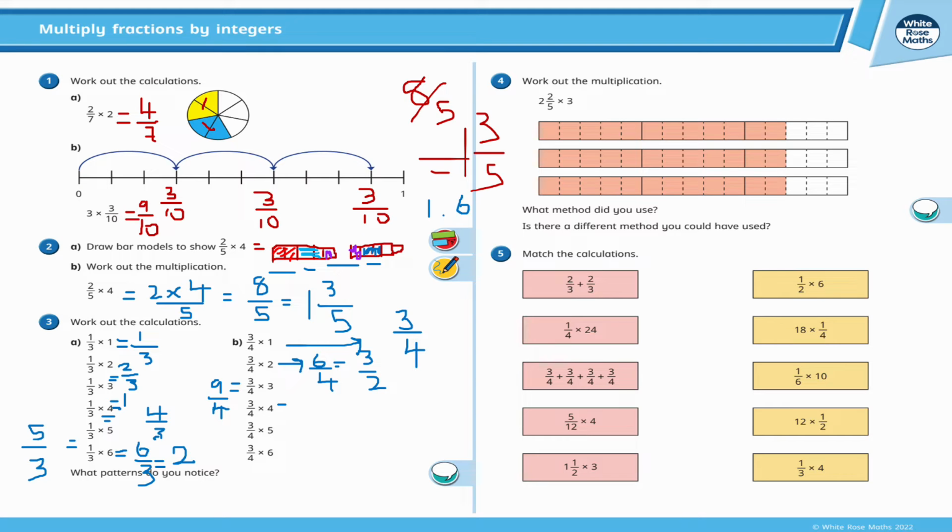3/4 times 4 goes to 12/4, which simplifies to 3 because 12 divided by 4 is 3. So the answer is 12/4, but it simplifies to 3. Next one, I've got 3/4 times 5, so the answer is 15/4. The next one is 3/4 times 6, so I get 18/4, which simplifies to 9/2.